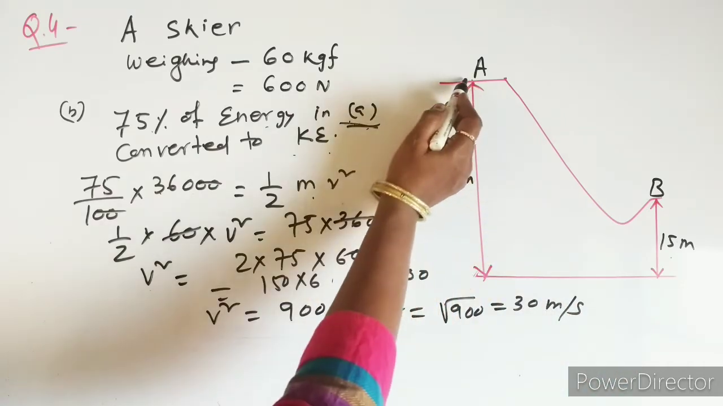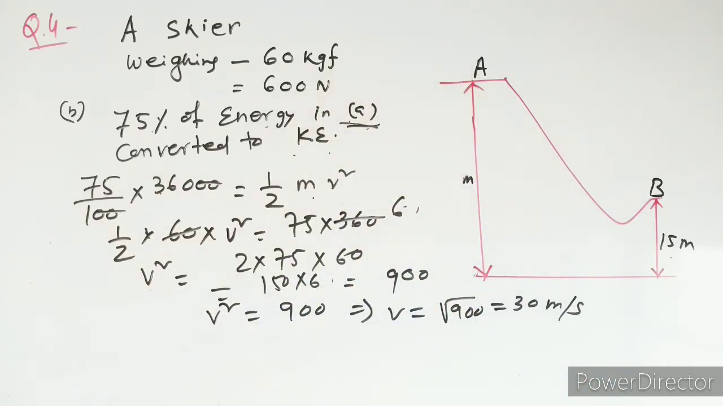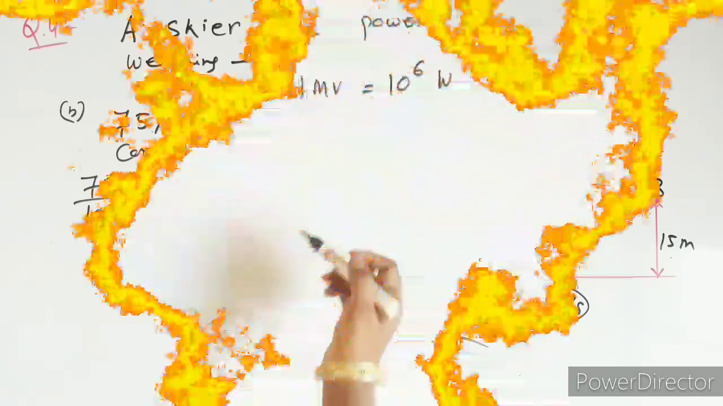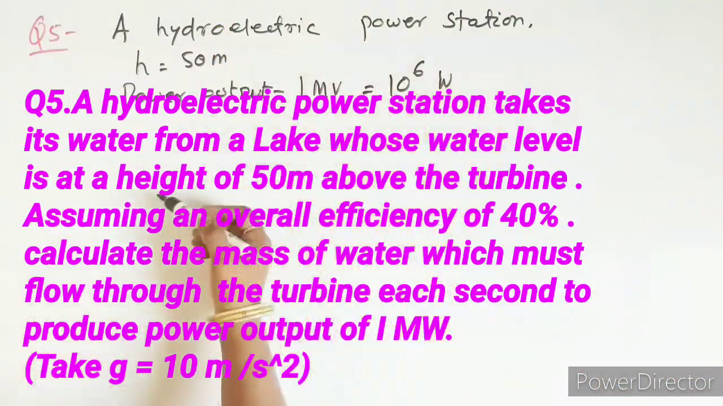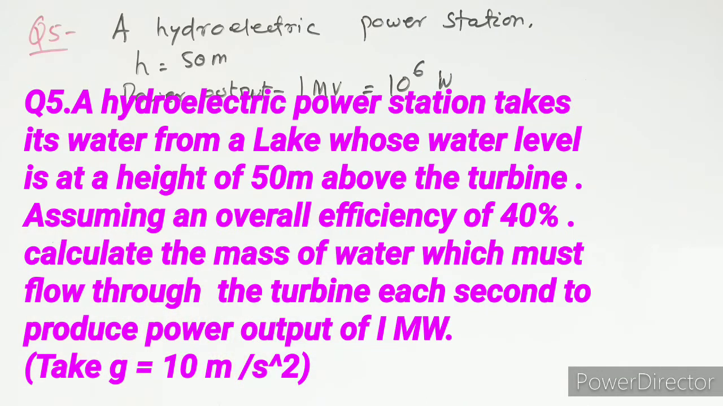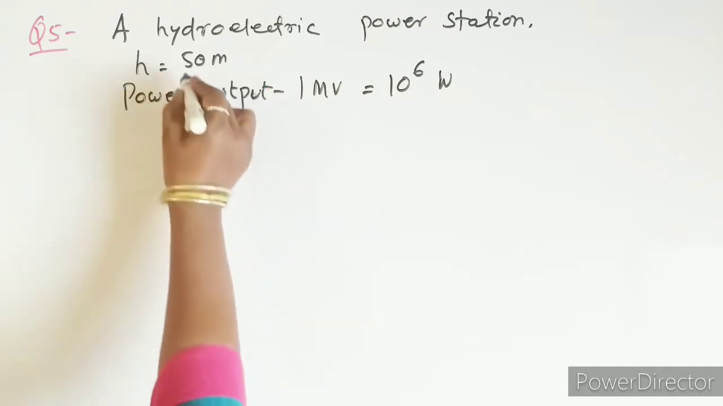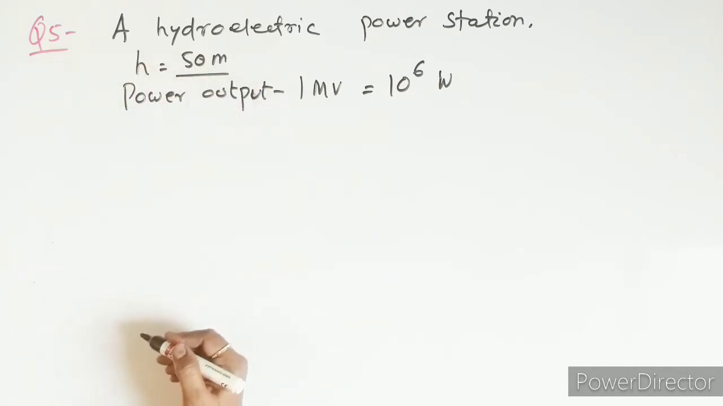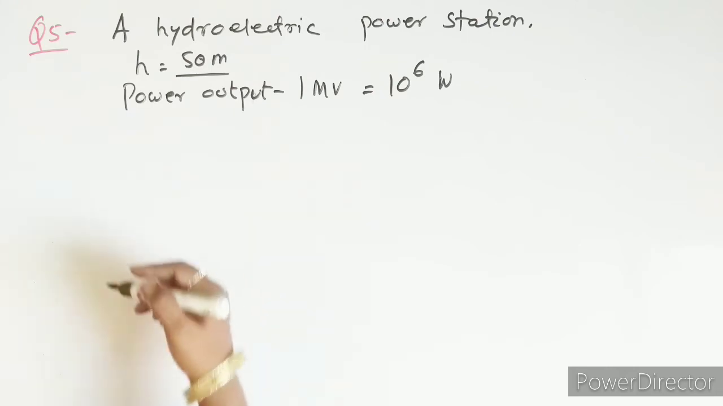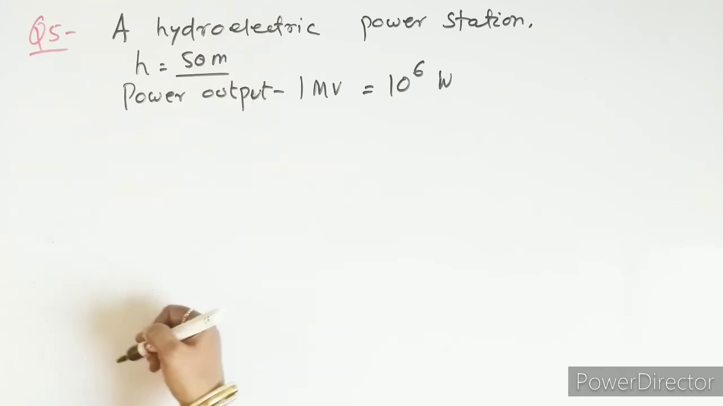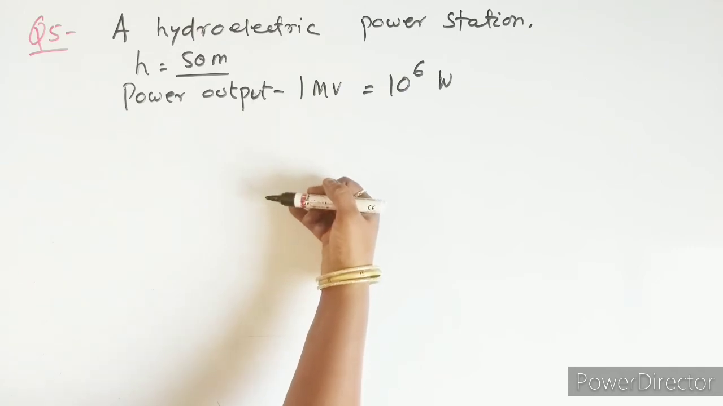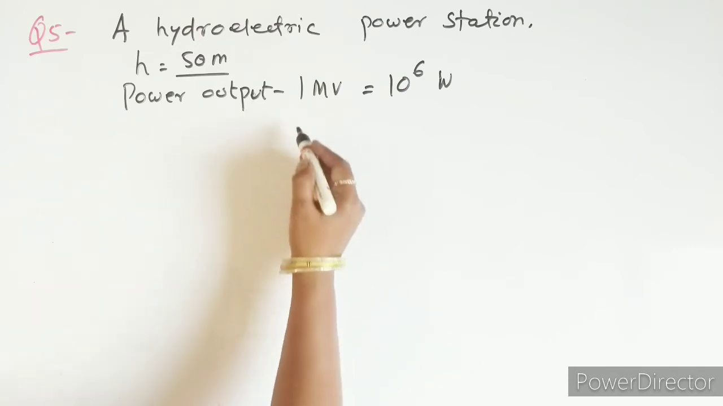So the potential energy is converted to kinetic energy. The body moves this side with the velocity of 30 meter per second. Next: a hydroelectric power station takes water from the lake. The height is given as 50 meter, and efficiency equal to 40%, that we will discuss afterwards. Calculate the mass of water which must flow through the turbine per second to produce the water output.